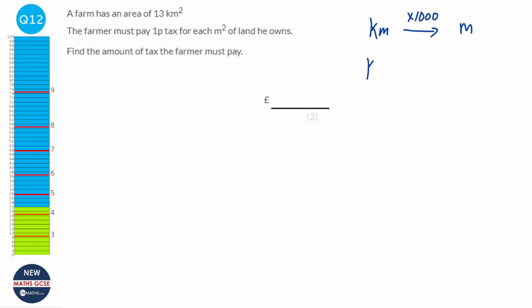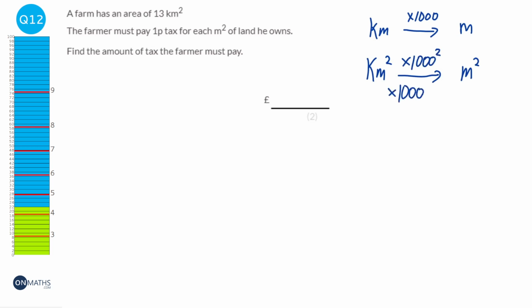But if I have something in kilometers squared and I want to convert it into meters squared, I actually times it by 1,000 squared, which is 1,000 times 1,000. Okay, so I'm actually times it by not 1,000, but 1,000 squared, so that's another 3 zeros. You can see here that that's 1,000,000, so we times it by 1,000,000.